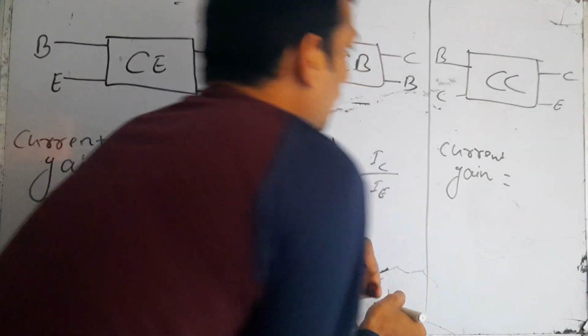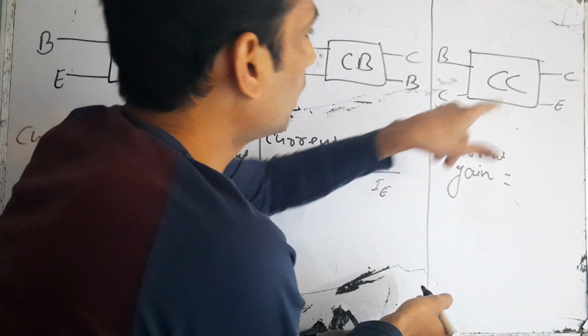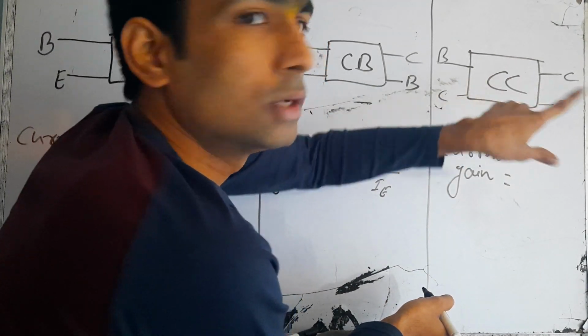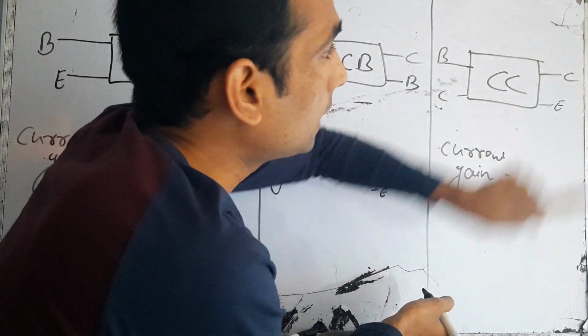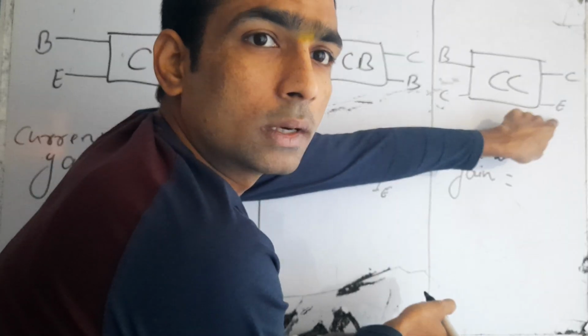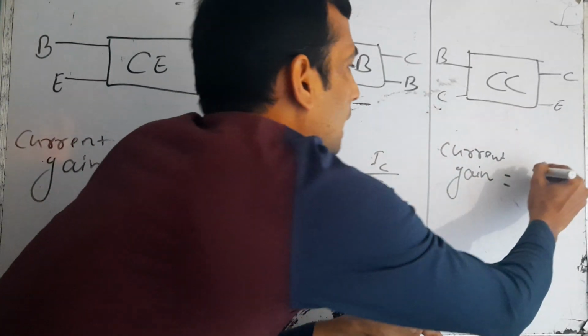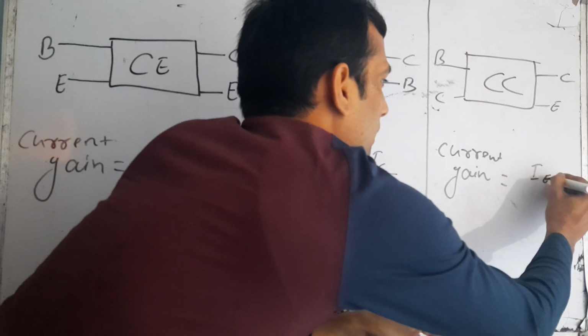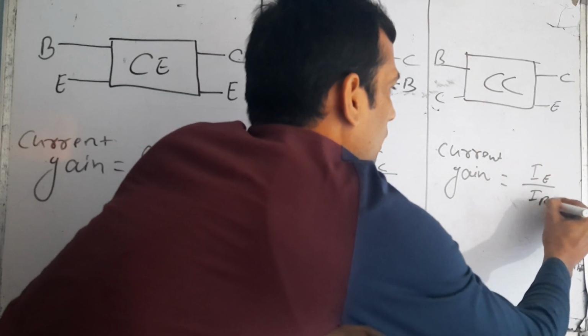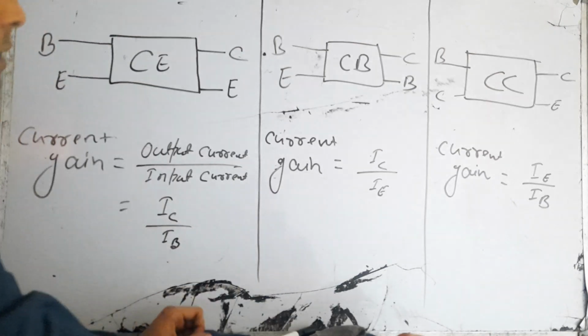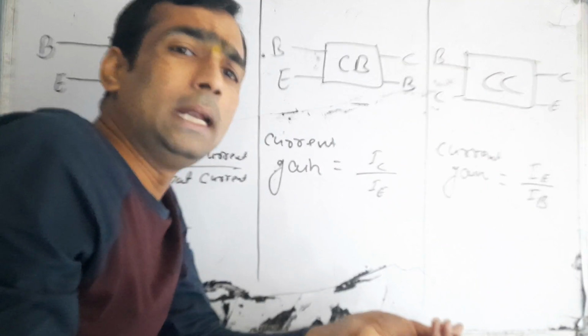Next is current gain for common collector. Again, collector is common, so you can't take the output current as collector. So the output current is IE, and this is basically IE upon IB. This is the common scenario. Usually students get more confused.